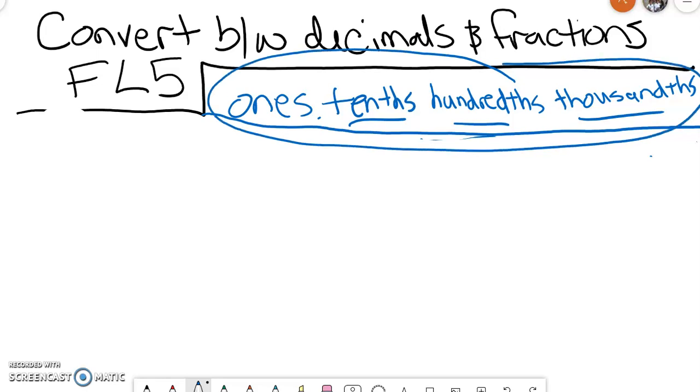So again, as you can see, this lesson is really simple as long as you've memorized this, and also maybe your fifths or your fourths or your thirds. I'm sure some of those have come up, your tenths.